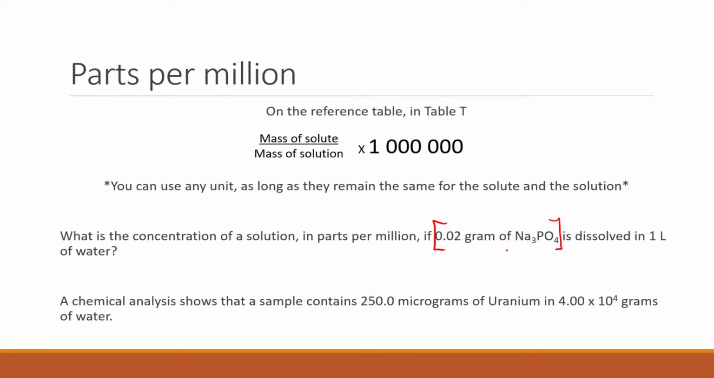0.02 grams of sodium phosphate dissolved in 1 liter of water. When I go to plug this in to my parts per million equation, I can't just leave 1,000 as my denominator, because water is not the solution. Water is the solvent, and we know that solute and solvent together equal our solution. And so it's not just 1,000 in our denominator, it's actually 1,000 plus the solute.